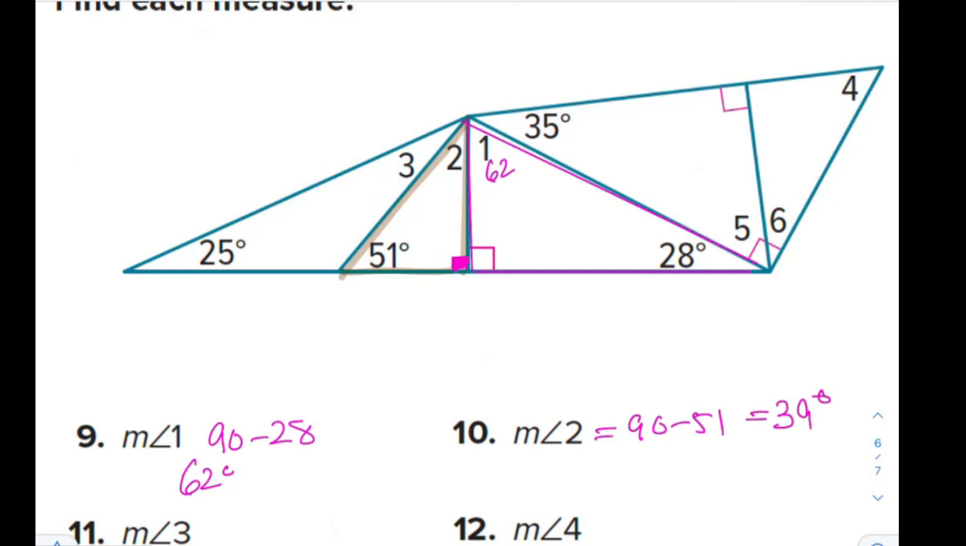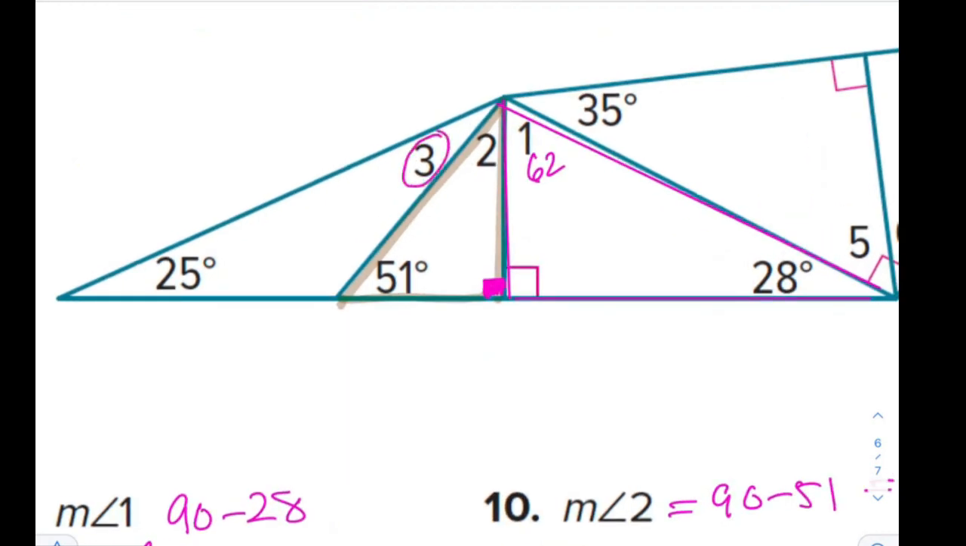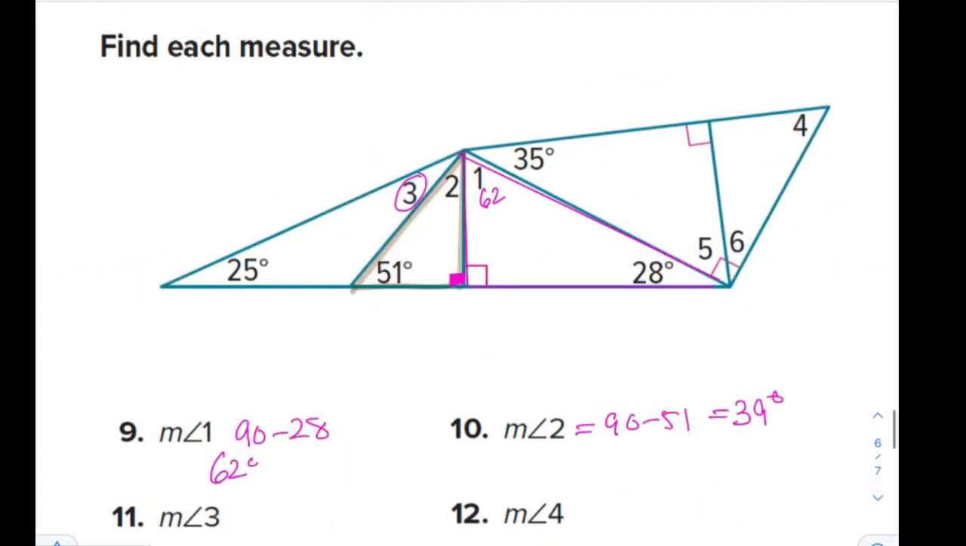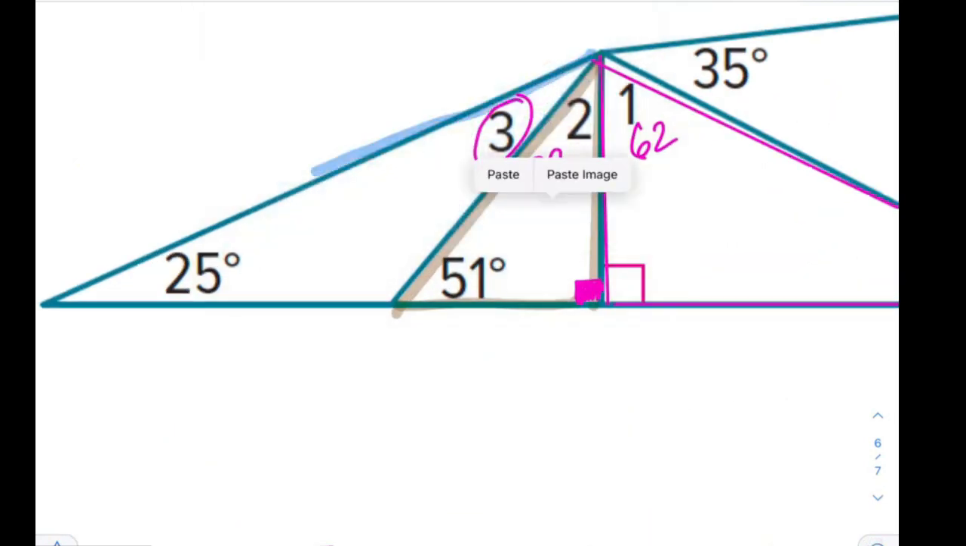Next, angle 3. Angle 3 is this one. So write 39 on this one. Okay. Now, how much is angle 3? Now, angle 3 is lying in this triangle, the blue one.